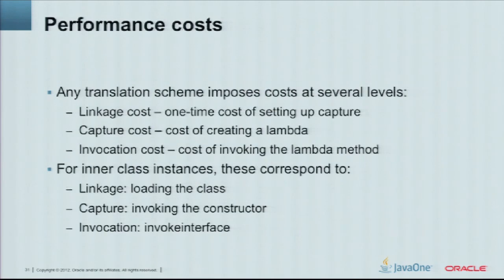Okay, so you're probably wondering, how much does this cost? I have some numbers. Any translation strategy we pick is going to impose costs at a couple of layers. There's the one-time capture cost, the linkage cost. There's the every-time-through capture cost. What does it cost to make a new Lambda? And there's the invocation cost. What does it cost to invoke the Lambda method? So I have numbers for one of these. I don't have numbers for all of these right now. But if you compare this to the way we did it with inner classes, the one-time cost is linkage and class loading. The capture cost is invoking the constructor. And the invocation cost is an invoke interface.